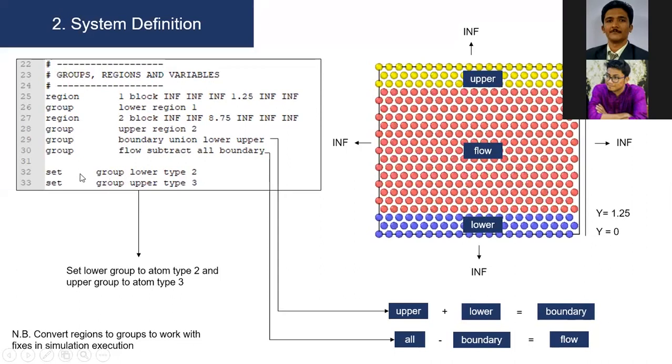And now what we're saying is that the upper group will be third type atom, and the lower group will be type 2 atom. So that is how we are defining the system. We are subdividing it into 3 groups and giving them different names. So this is mainly the system definition.